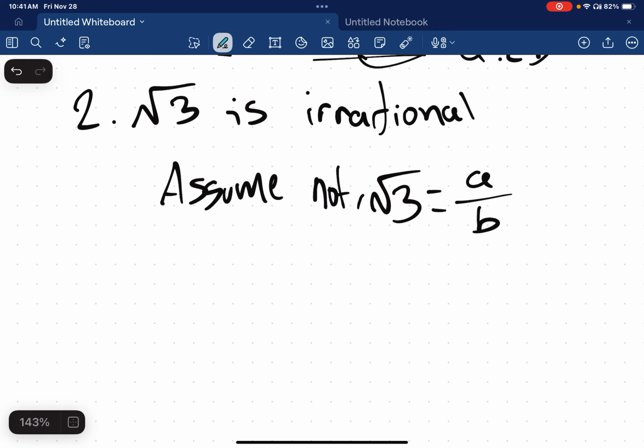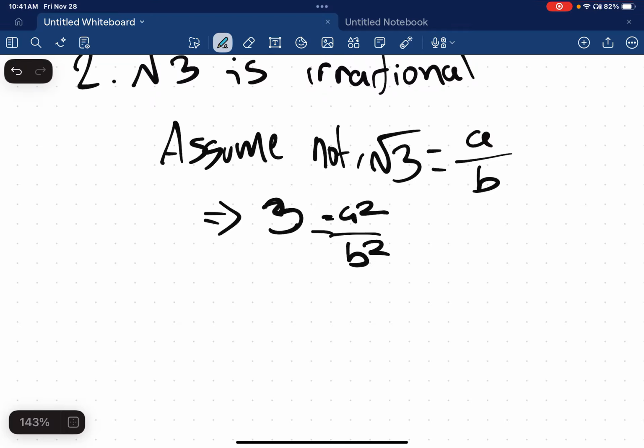So now we want to get 3 by itself, so we're going to square both sides, and we're going to get 3 is equal to a squared divided by b squared. Oh, whoa, whoa, just 3, sorry. This means that a squared is divisible by 3, because we can create an equation that looks like this. And that also means b squared is divisible by 3, since we can just straight up divide it like that.